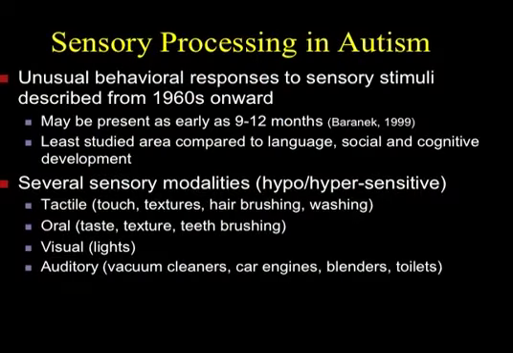Another area that I mentioned before where there's a lot of overlap between autism and Fragile X is in the sensory domain. And we know both clinically and from a number of studies that there are a lot of sensory abnormalities in individuals with idiopathic autism, both hypo- and hypersensitivities. And you can see some of the examples in each of these sensory domains.